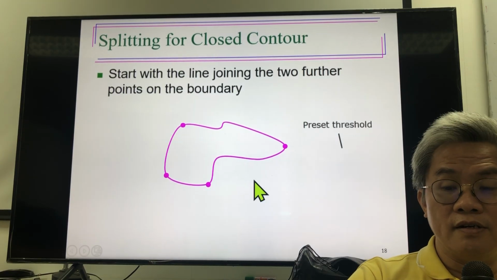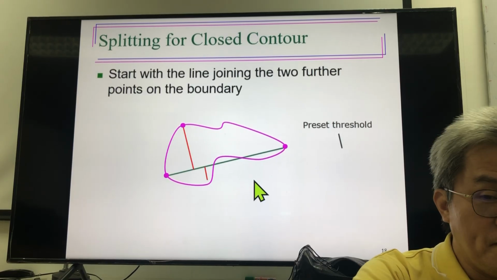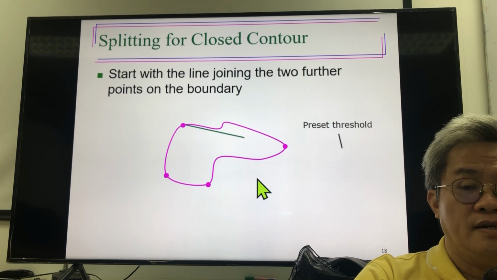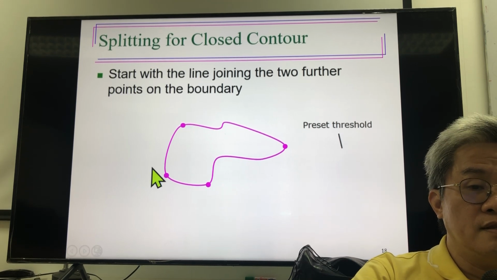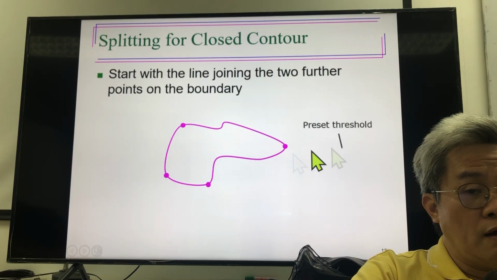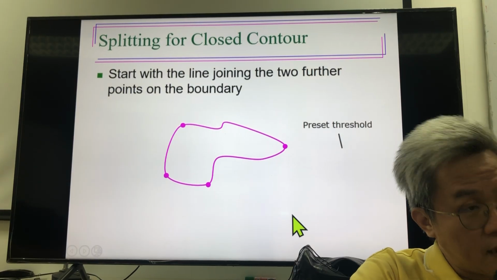Is it shorter? I think it's longer. That's why I split. It's a little bit longer than the threshold. So you split the upper one into 2 segments. The lower one also splits into 2 segments. Now you test each segment again.